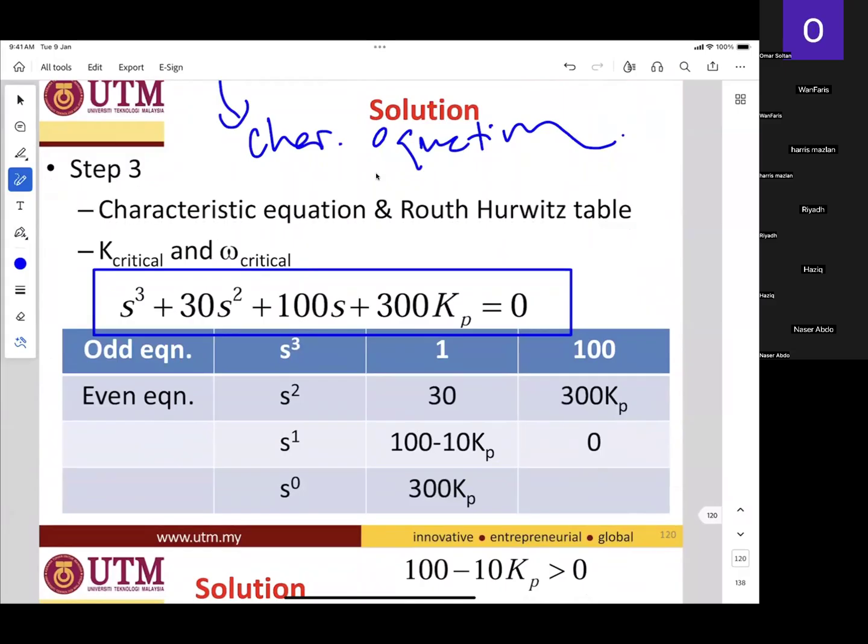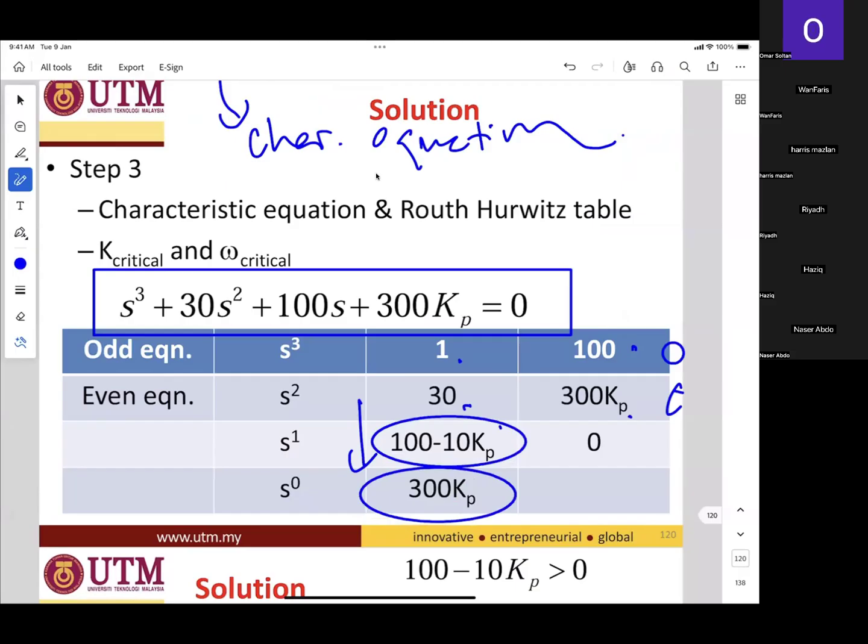So this one is 1, 30, 100, 300 Kp. And the rest is 0, 0. Okay, continue the fill up. Okay, so I hope by this stage you know how to derive this.